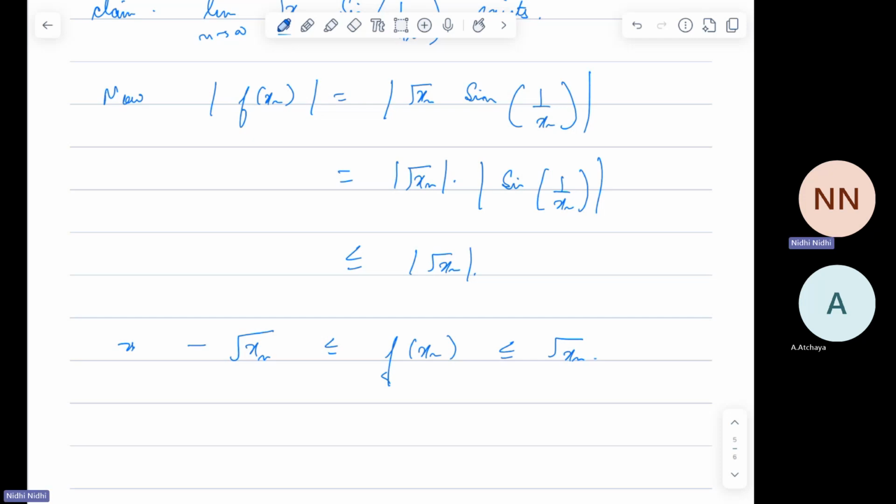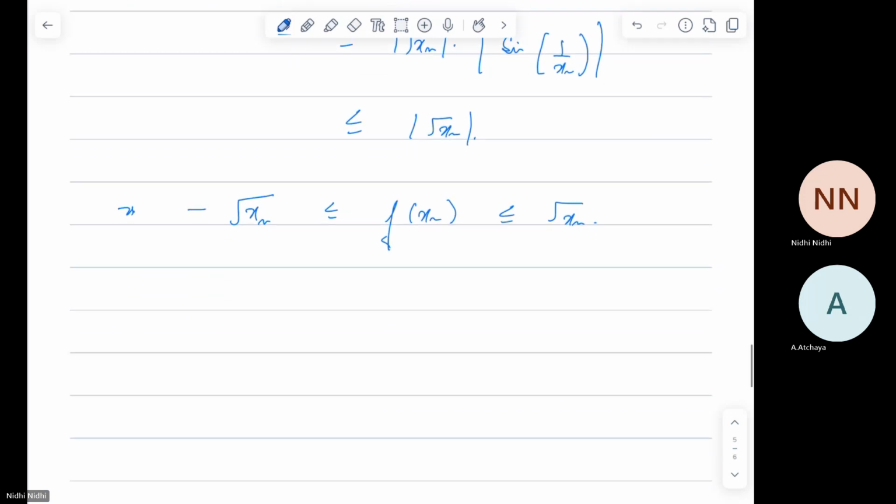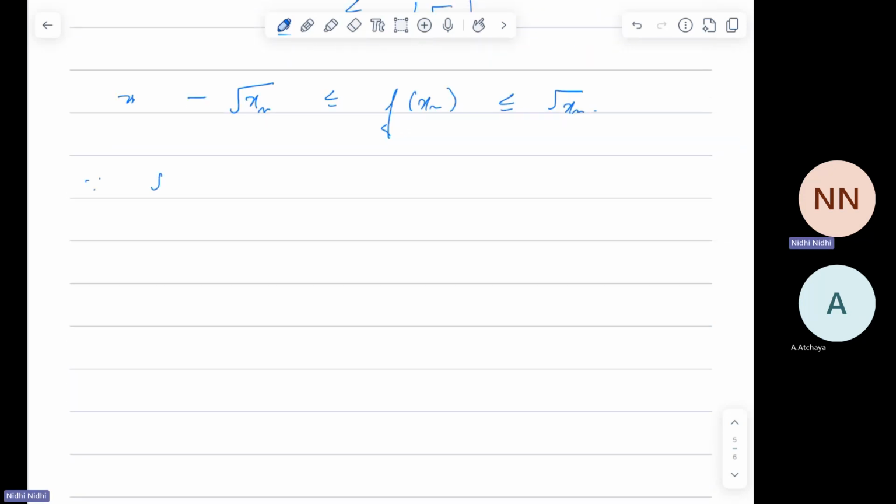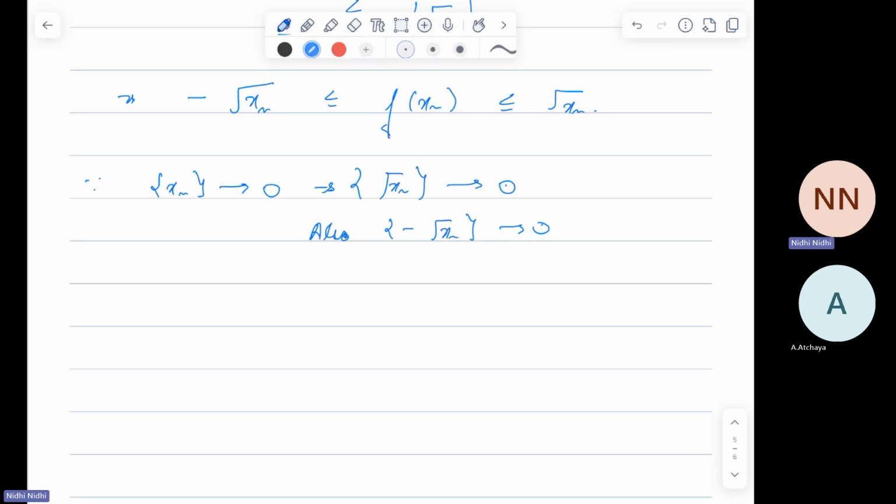Since xn converges to 0, this implies the sequence root xn converges to 0. Also, obviously, the negative, minus root xn, also converges to 0. Now since this sequence converges to 0, and this sequence converges to 0, hence we can apply the squeeze theorem or the sandwich theorem to show that limit f(xn) will also be 0.